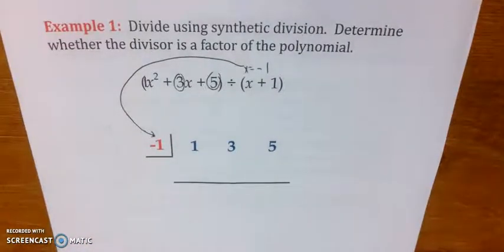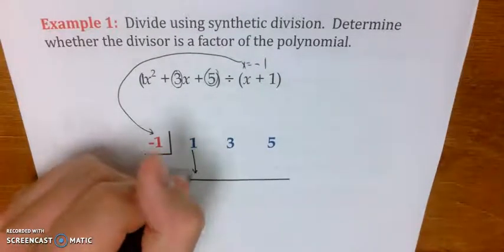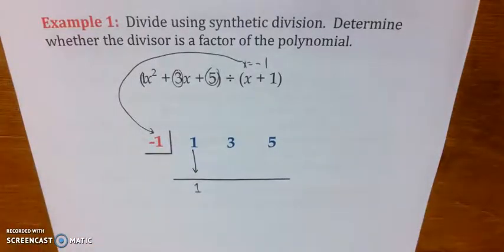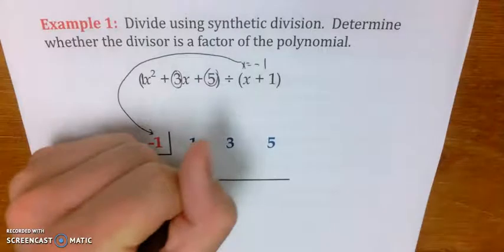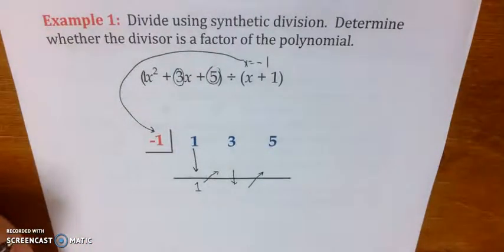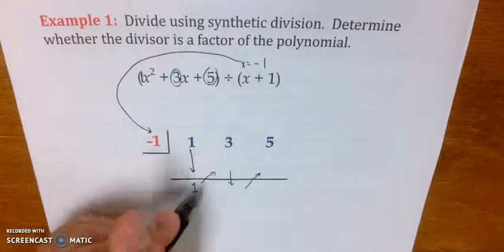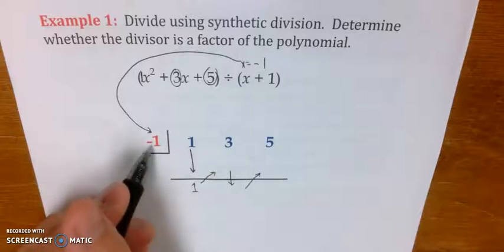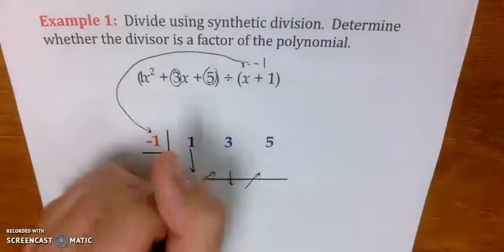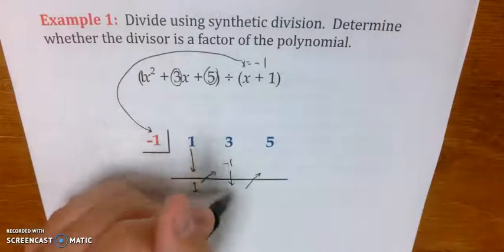Now, when I do this, I always start off by taking the first value and kicking it straight down. So I'll put a 1 down here. And then we have to go down, diagonal, down, diagonal. Every time I go diagonally, I'm always going to multiply by whatever this number here is. So in this case, every diagonal move is getting multiplied by negative 1. So I have a 1, and then to go diagonally, I multiply by negative 1, which gives me negative 1 here. Then I add straight down. 3 and negative 1 gives me a 2.